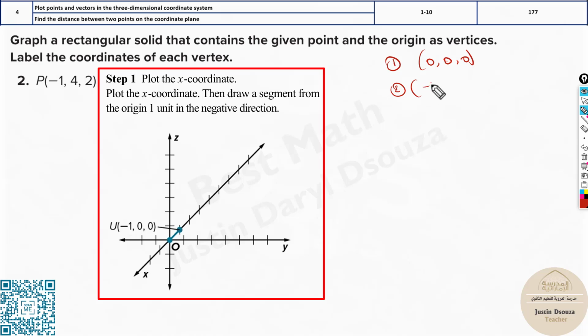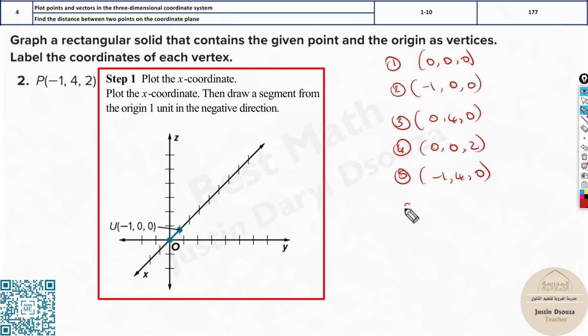Then what I do is I write only the first point, then the others are 0. So this should be 0 here, and then I move that to 4, and then the other things are 0. Fourth point would be 0, 0 and 2. Fifth point, now 2 zeros are done, only 1 zero will be there. So it's -1, 4, and then we have got 0.